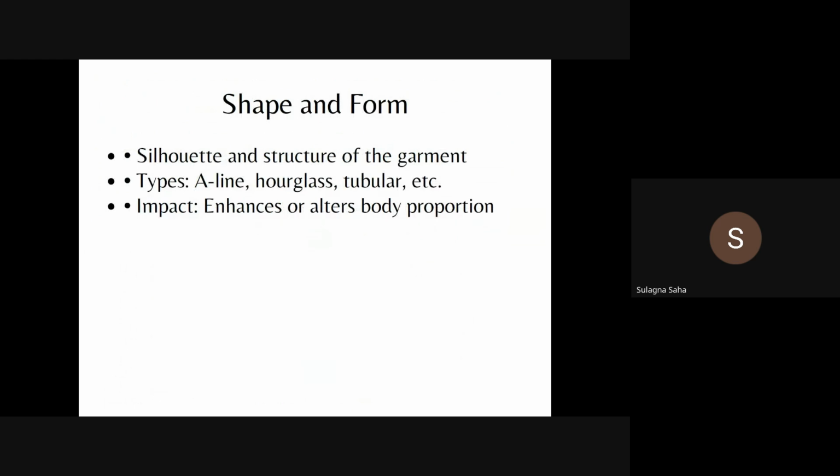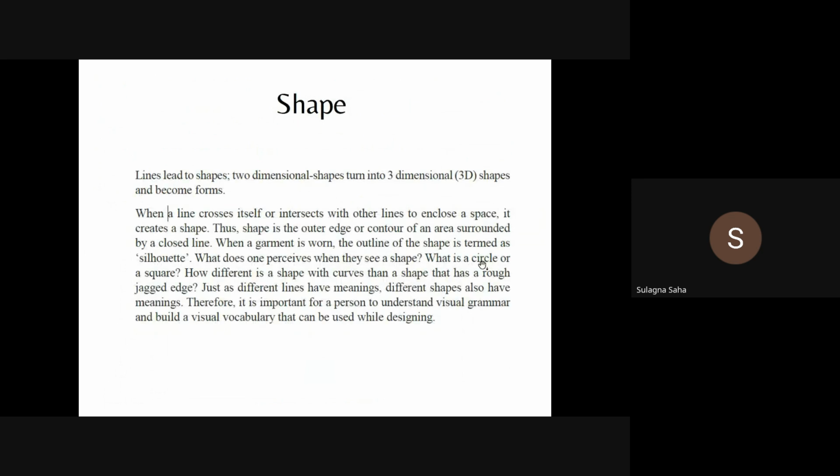Coming to shape, we'll talk about shape and form one by one. Shape essentially gives the idea of the silhouette and structure of the garment. Once the 2D line converts to a 3D part, that becomes a shape, and it can also enhance and alter the proportions of the body. So lines lead to shape. It's a two-dimensional line turning into a 3D shape, which then might become a form.